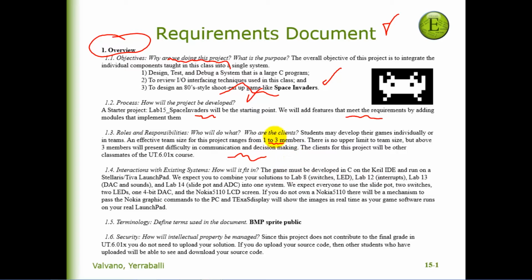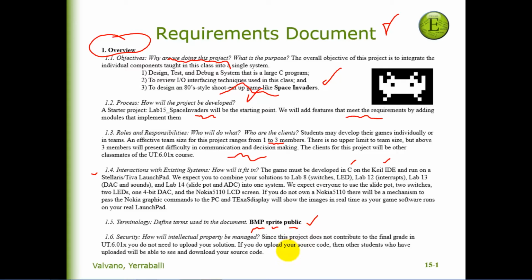The most important part of the requirements document that you want to look into is exactly how your game must fit. In other words, there are some specific requirements that your game must have. It must be written in C, it has to be developed on Keil, it has to run on your LaunchPad, and more specifically, we have defined exactly where the input and output pins are located. By specifying exactly where the pins are, this will allow one student to play the game of another student. When reading the requirements document, you will see we use specific terminology like bump files, sprites, and public documents, and you can read those definitions.